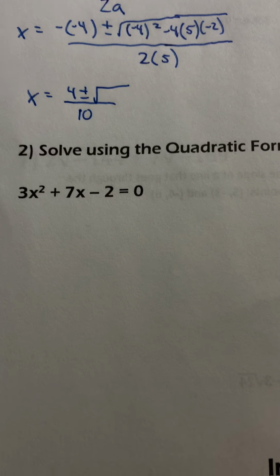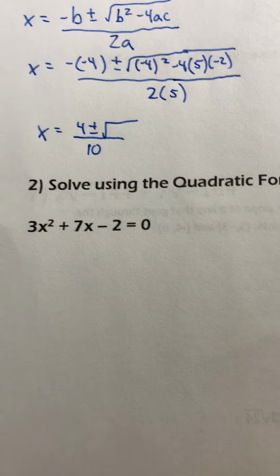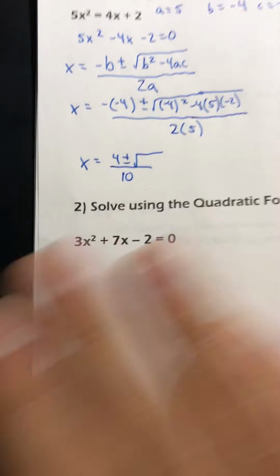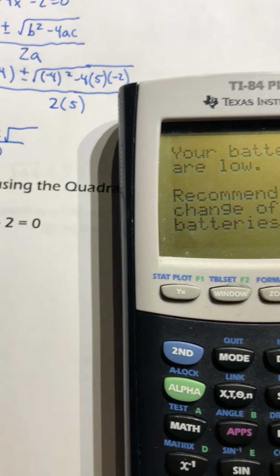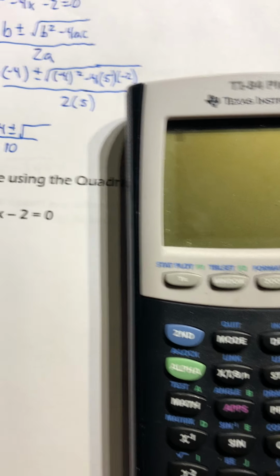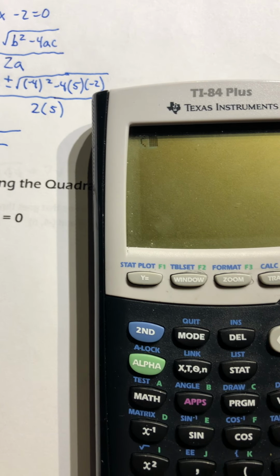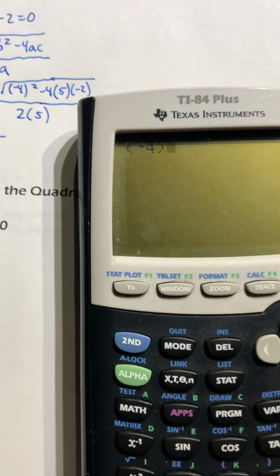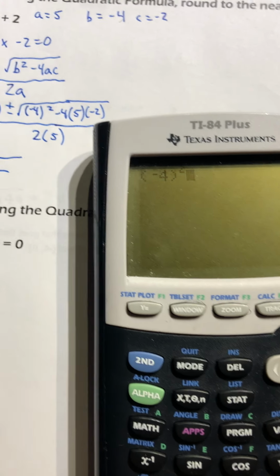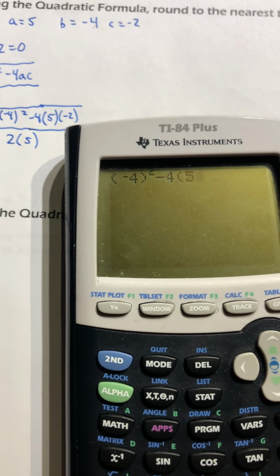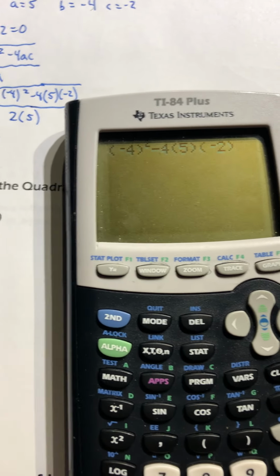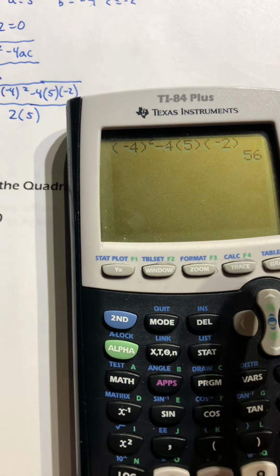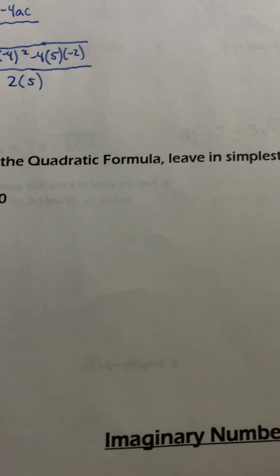Now we're going to simplify the inside. You can use your calculator. When you use your calculator, you're going to want to plug this in without the radical. So I'm going to plug it in exactly as I see it. So I have negative 4, close parentheses, squared minus 4 times 5 times the negative 2. Just like that. Push enter, you get 56. So I'm going to put 56 inside here as the radicand.